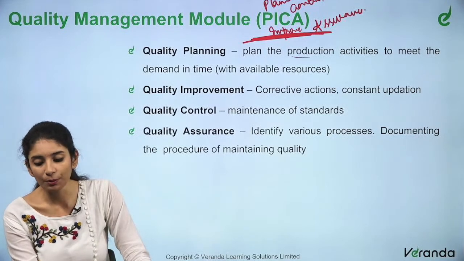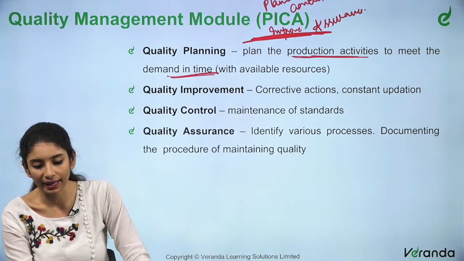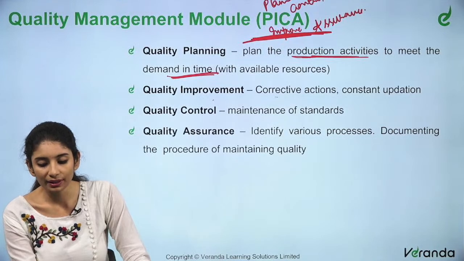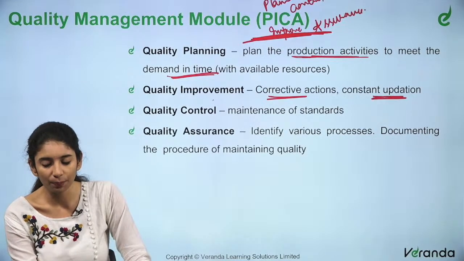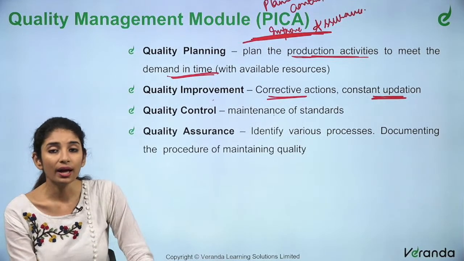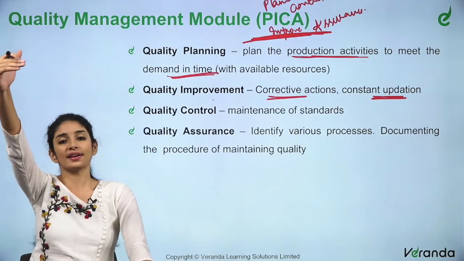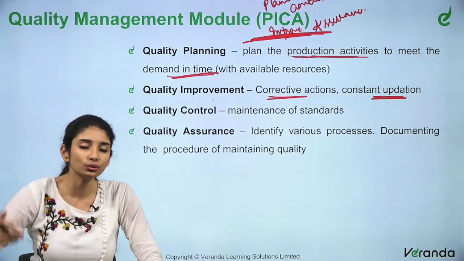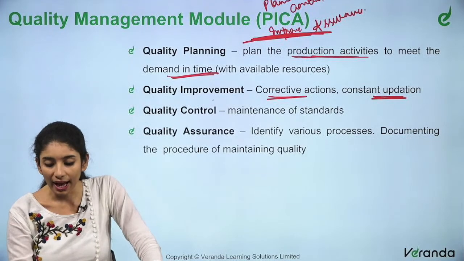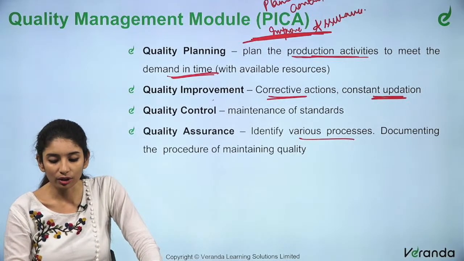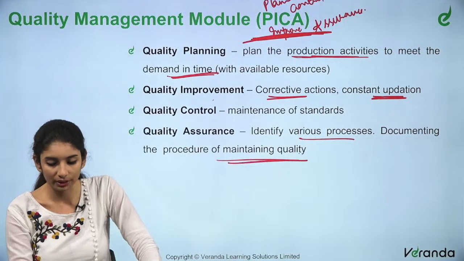Quality planning: plan the production activities to meet the demand in time. Improvement: have corrective actions and update your processes regularly. Control: have certain benchmarked standards and adhere to those timelines. Quality assurance: identify various processes and document the process of maintaining the quality.